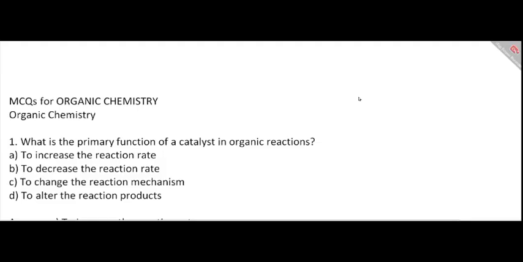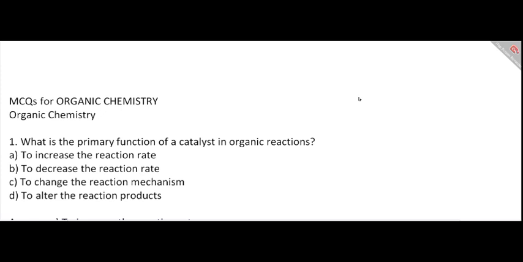First question: what is the primary function of a catalyst in organic reactions? A catalyst's function is to speed up a chemical reaction, so to increase the reaction rate. Option A is the correct answer. To decrease the reaction rate is not correct. It cannot change the reaction mechanism. It cannot alter the products either, because a catalyst has nothing to do with the product side.